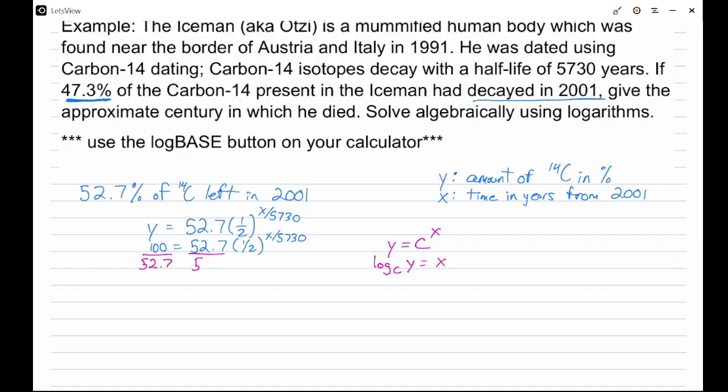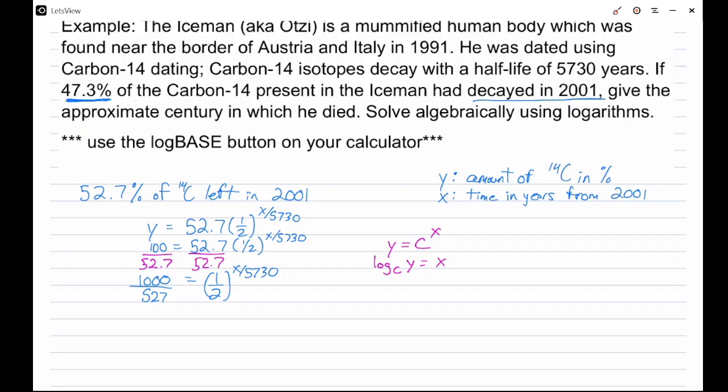So as I go through and I divide by the 52.7, I'm going to keep an exact number here, so I'll get 1,000 over 527 equals 1/2 to the x over 5,730. And I'm going to use the same patterns that we were seeing in the first part of this chapter to rewrite this exponential equation into an equivalent relationship between these values, but write it as a logarithm.